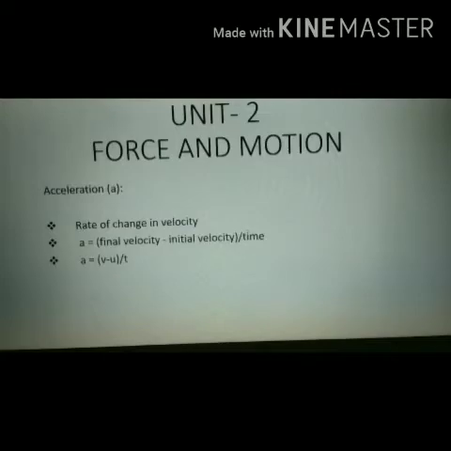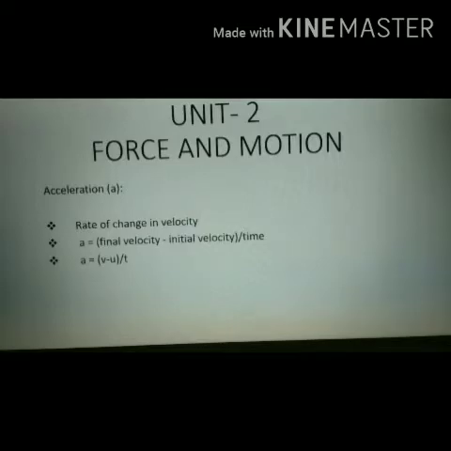You should remember this definition, students. Acceleration is defined as the rate of change in velocity. A is equal to final velocity minus initial velocity by time, where the formula can be written as A is equal to V minus U by T, where V refers to final velocity and U refers to initial velocity and T refers to time taken.